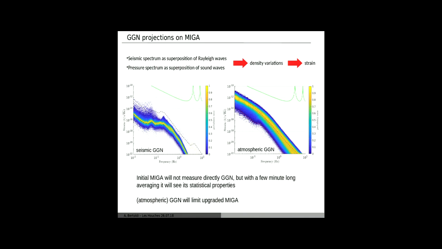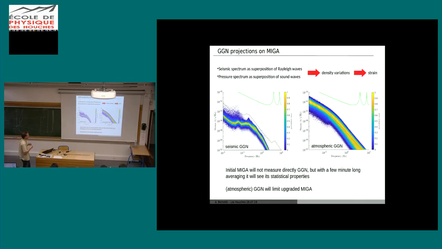What we did next was to convert this noise spectra into equivalent strain. To do it, we consider the seismic spectrum as a superposition of Rayleigh waves and the pressure spectrum as a superposition of sound waves. And we consider the density variation in the surrounding medium that determines this kind of spectra. In this way, it was then possible to calculate the effective strain induced on hypothetical interferometers placed on this optical link. And what we got is here.